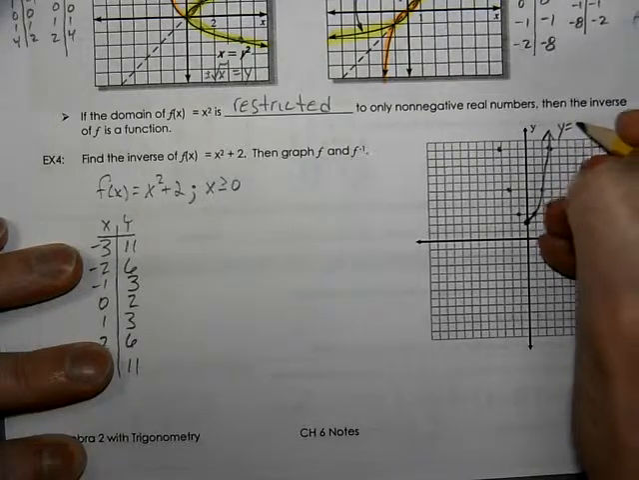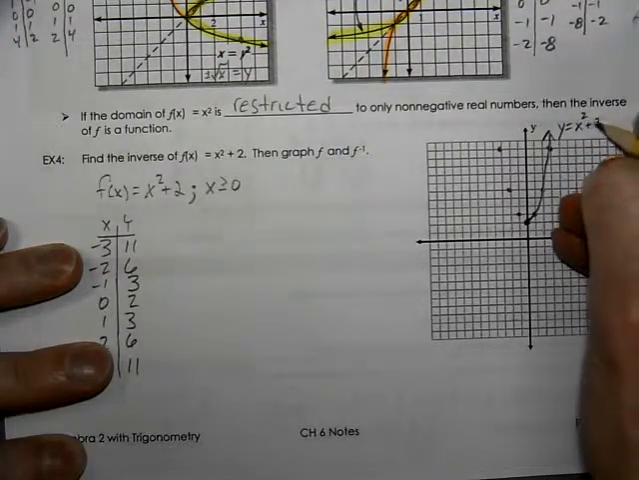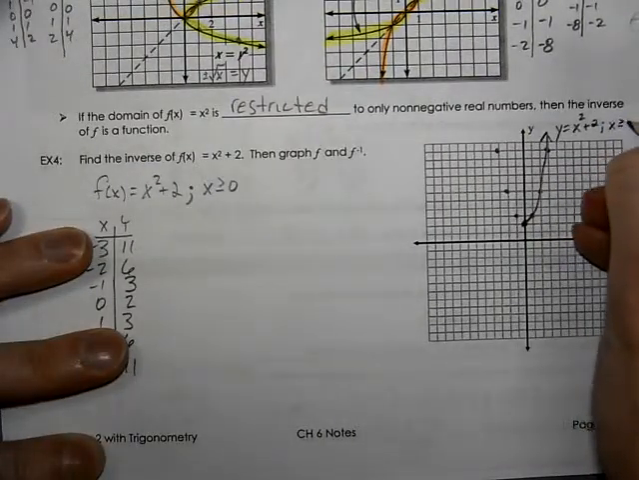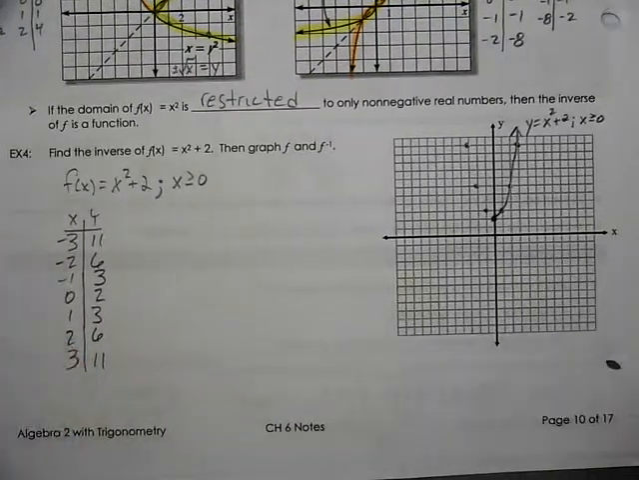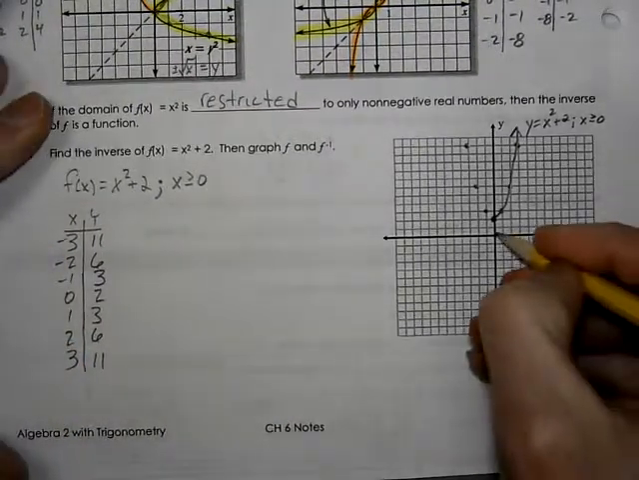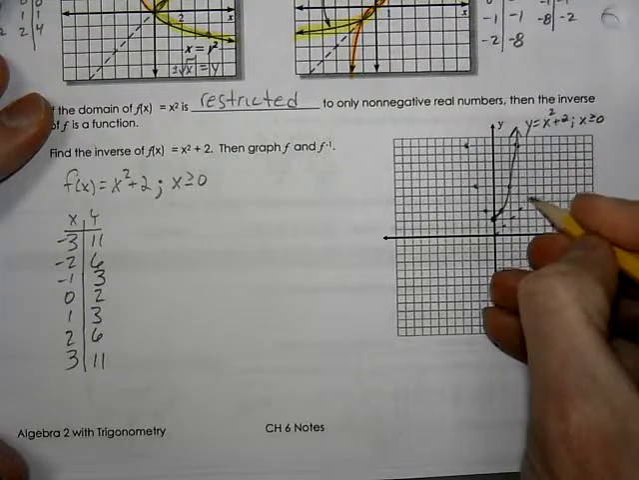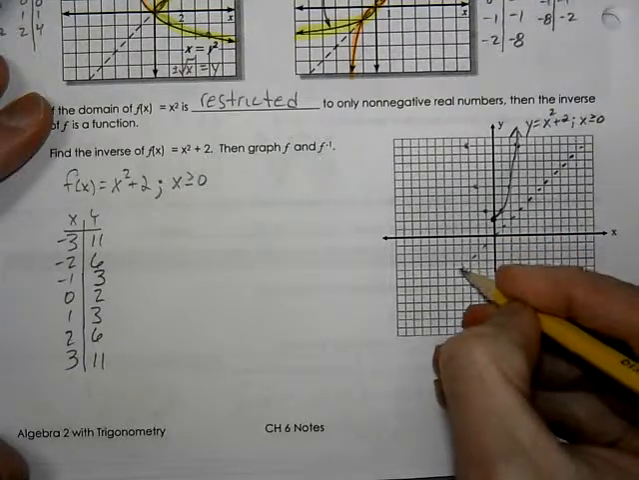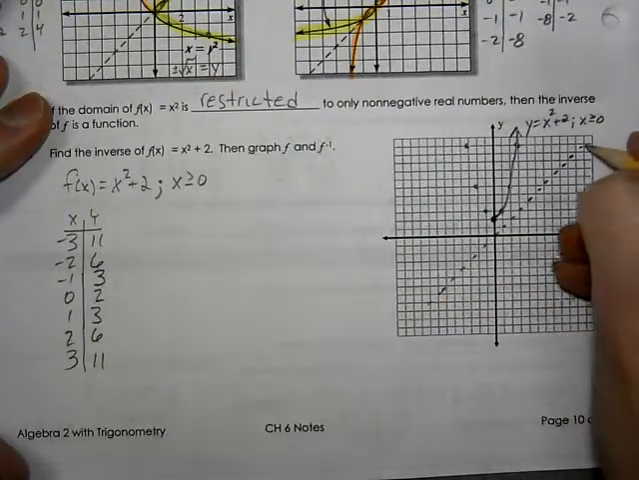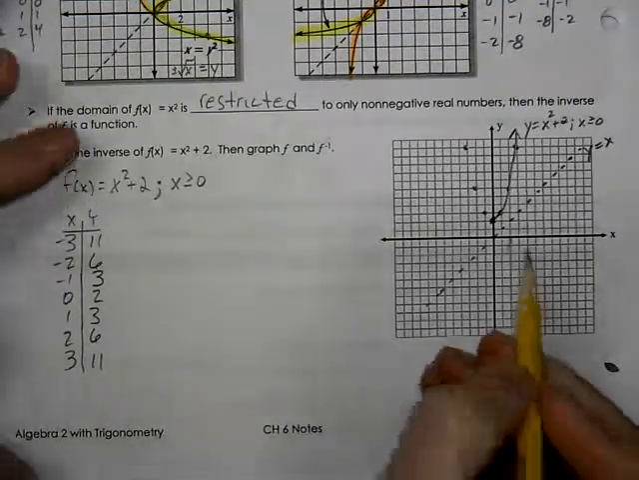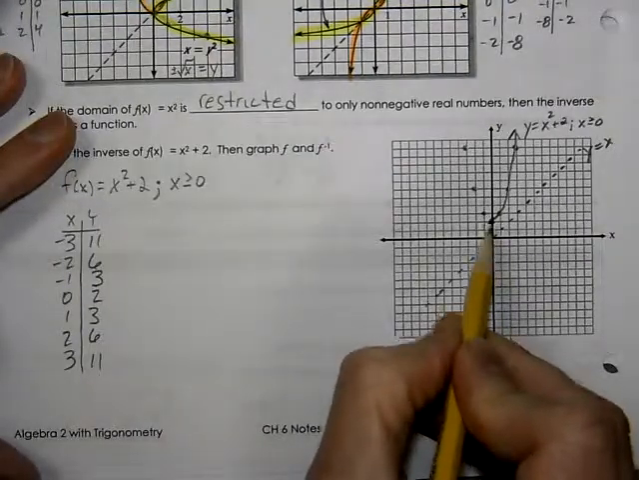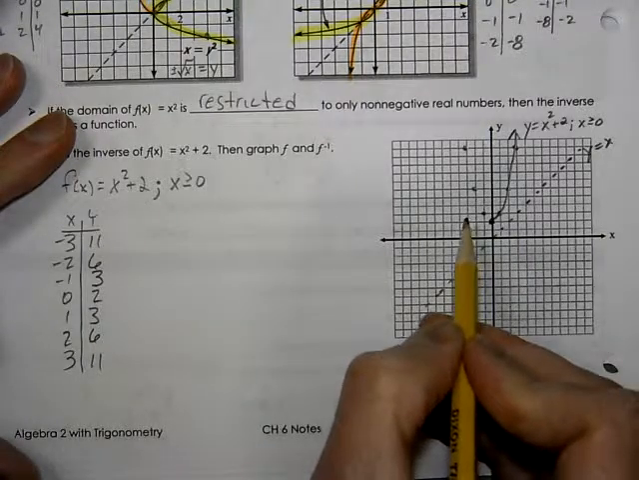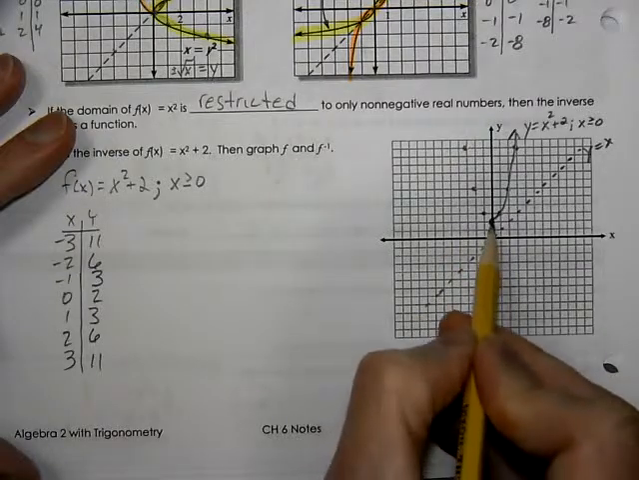So this is y equals x squared plus 2 with the domain of x is greater than or equal to 0. Well, if we put in our line of reflection, which is y equals x, and we reflect these points, notice that the line of reflection, which is y equals x, has a slope of 1. So when we reflect it, we're going to go at a slope of -1.